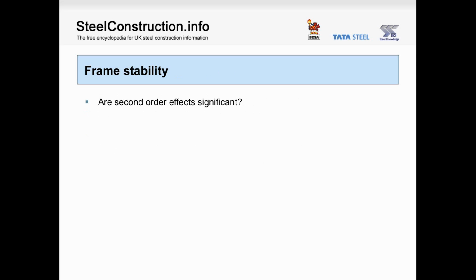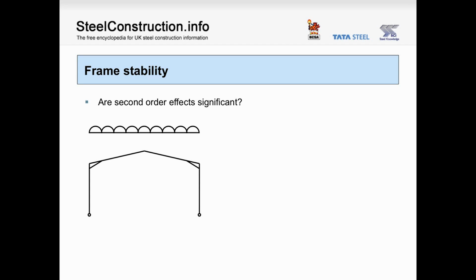For all frames, including portal frames, we need to assess the significance of second order effects. Are they significant and need to be addressed, or are they small enough to be ignored? And generally, with a portal frame which is relatively flexible, we would expect that second order effects are likely to be significant.